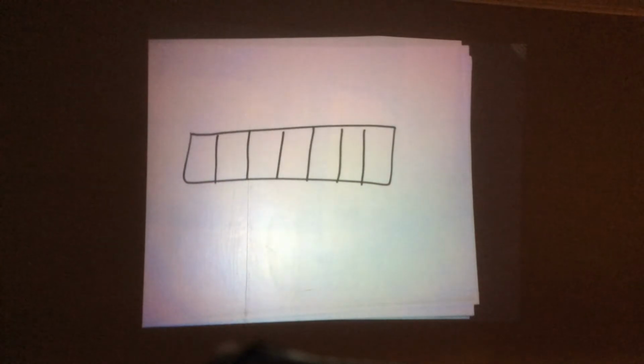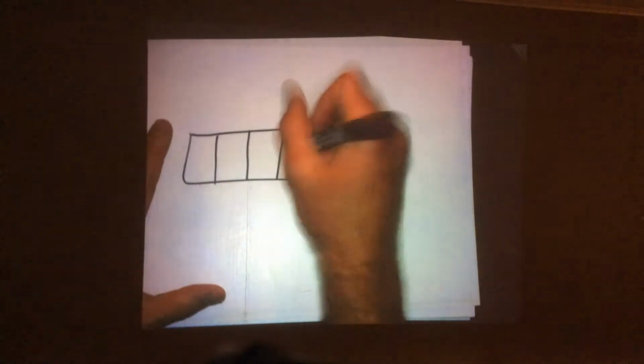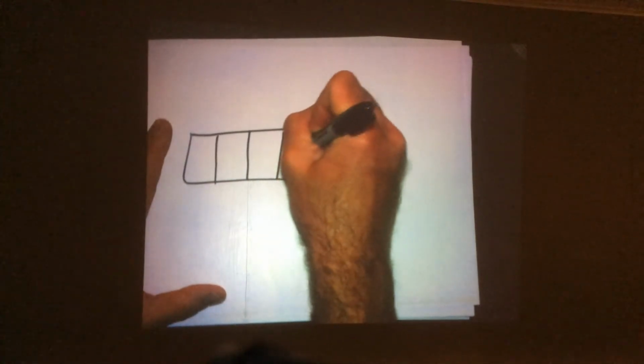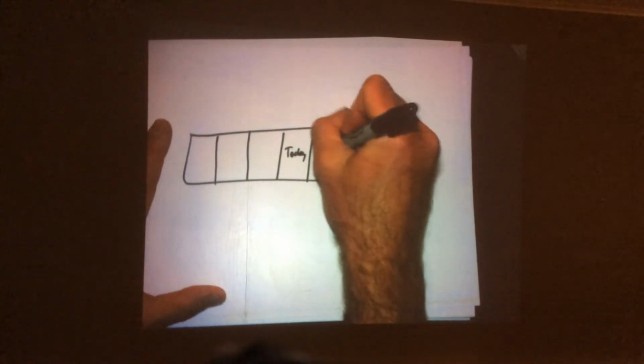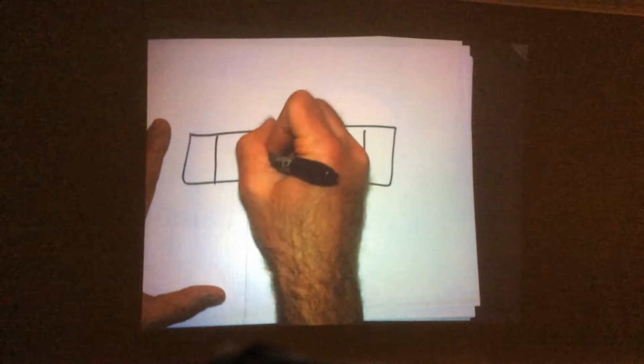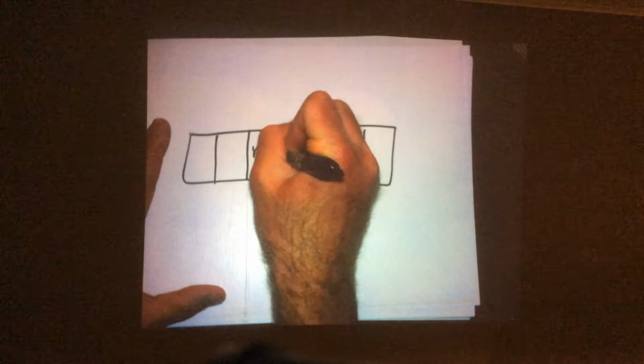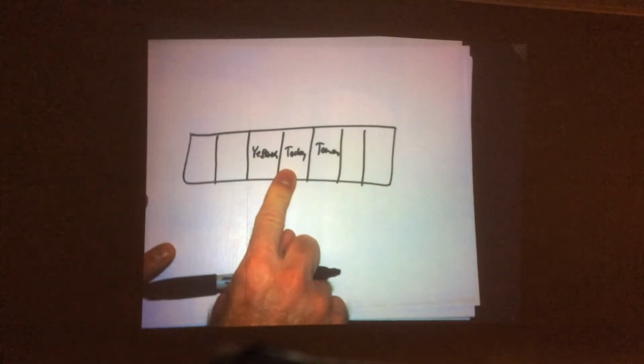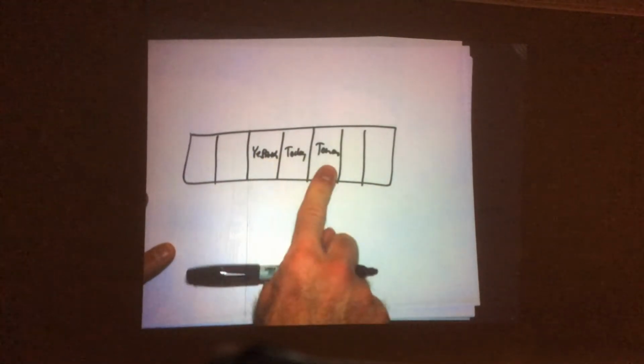Now, the thing I do after that is I just pick a day in the middle, and I am going to call that today. Now, if this is today, we can call this tomorrow. And if this is today, we can call this yesterday. So, got 7 boxes, I have found today, which means this is yesterday and this is tomorrow.